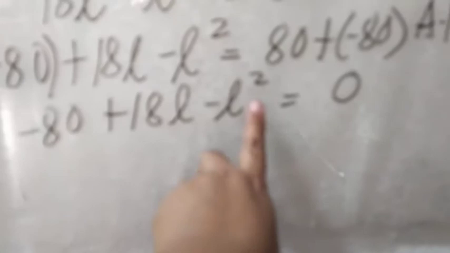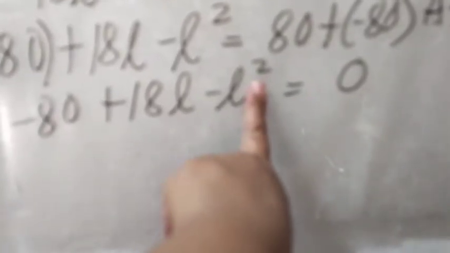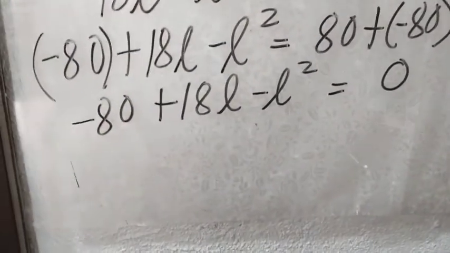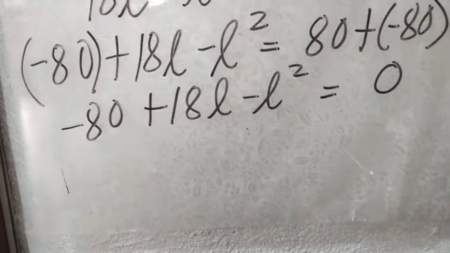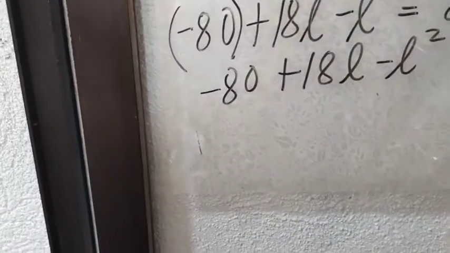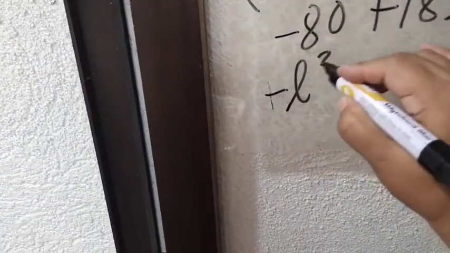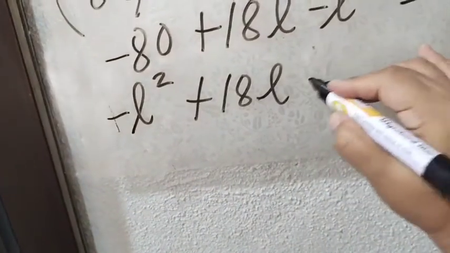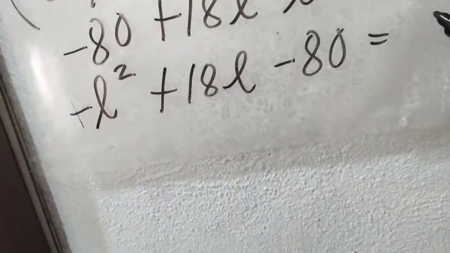When you say quadratic equation, again, the highest degree is quadratic. Naka-second degree tayo. So, i-rearrange lang natin kasi sabi dito, quadratic equation. So, dapat naka-arrange tayo sa descending order. So, negative L squared plus 18L minus 80 equals 0.